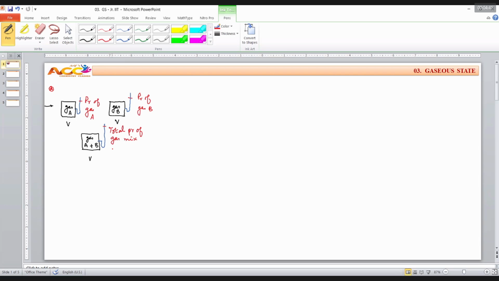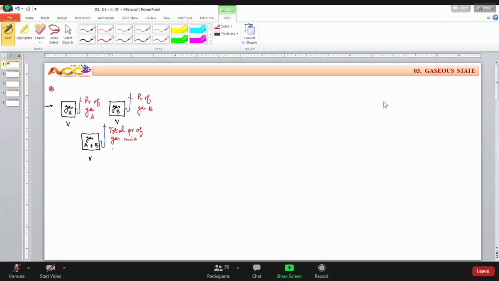Now let us try to think over it. Sir, pressure because of A in the first container is due to collision of gas molecules, N1 moles. Suppose I increase the number of moles to 2N, collision will be more, force is more. If the number of moles is less, force will be less. This means if you are increasing the number of moles of gas A or gas B, their corresponding pressure is also increasing. If I have taken a mixture of gas A and gas B, I am getting some value known as total pressure.